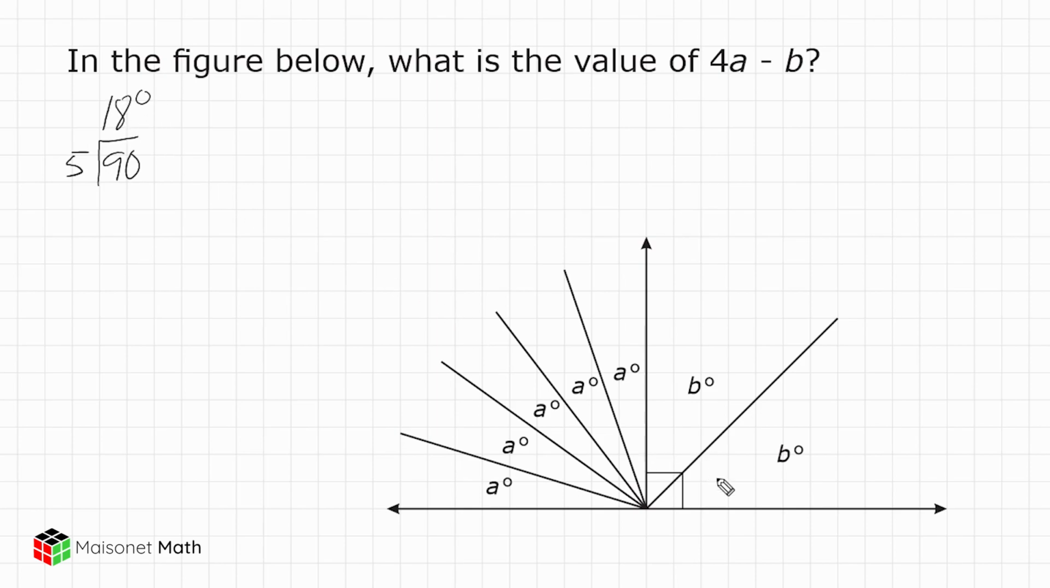Now we can see that this 90-degree angle is divided into 2 equal parts. So each one of these angle measures represented by b would be equal to 45 degrees.